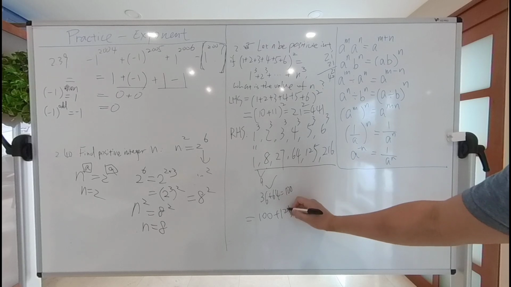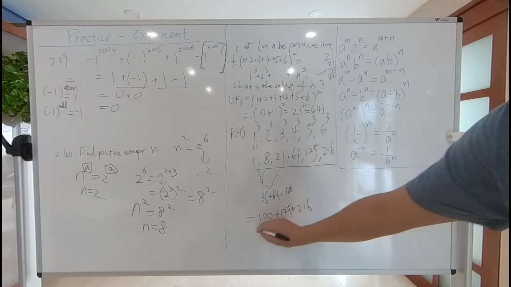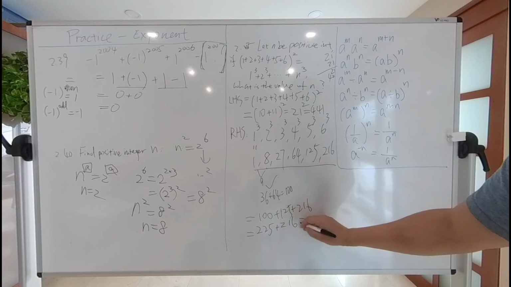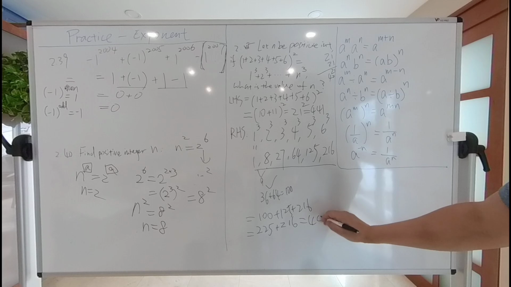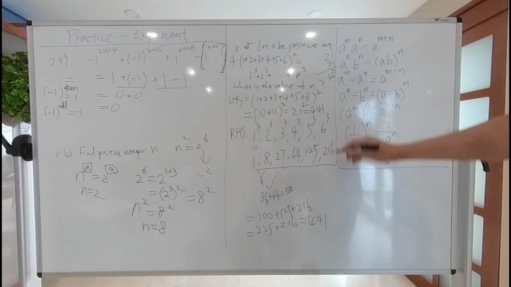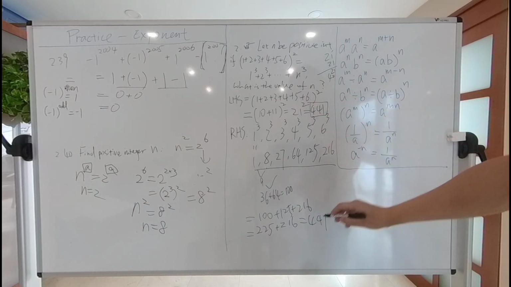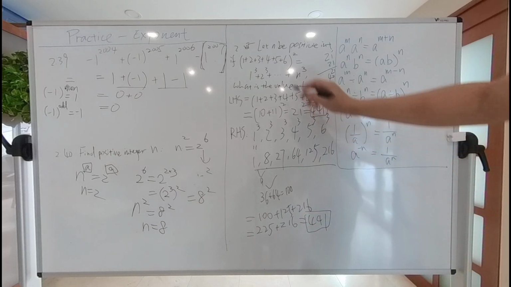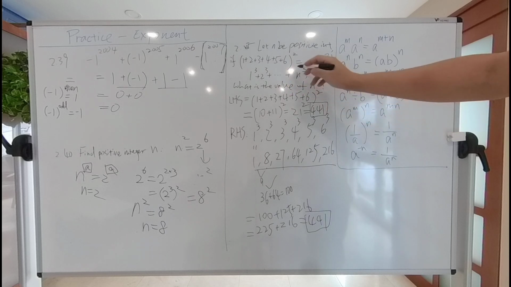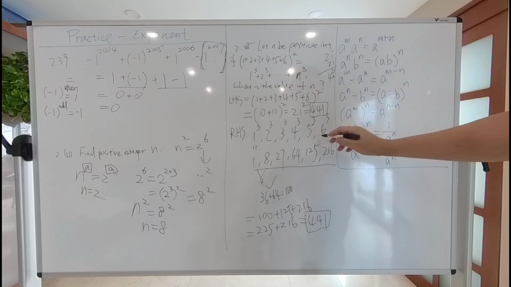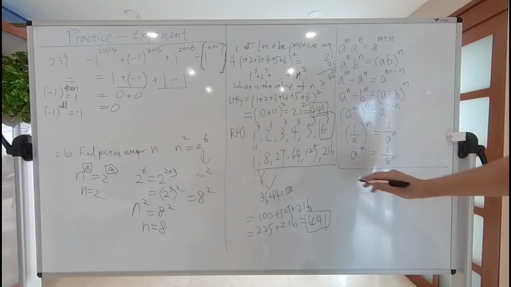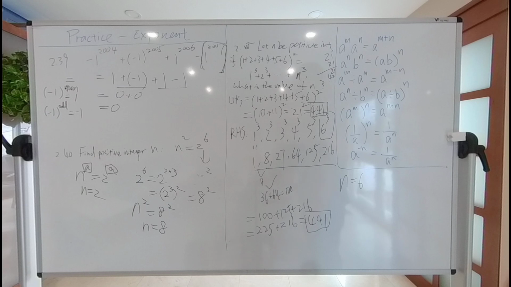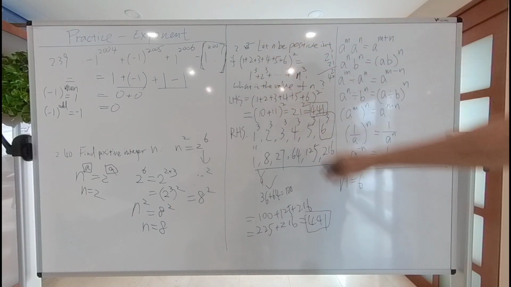100 plus 125 plus 216. So it's 225, and 216 more gives 441. So it's 441, which happens to be the same value as the left hand side. So I can conclude that in order to make this equation true, n has to reach 6. That's your solution. So n equals 6. When n equals 6, this is true.